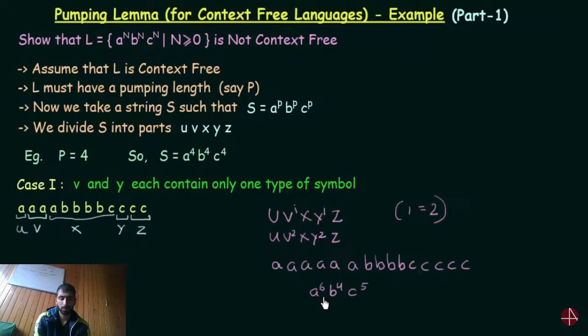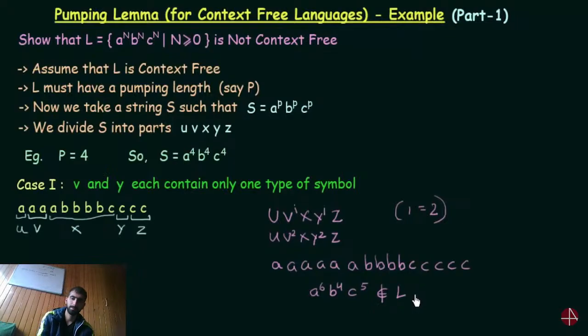The number of A's is not equal to the number of B's, and that is also not equal to the number of C's. The rule of our language said that the number of A's, B's, and C's should always be the same. But when I divided my string into U, V, X, Y, and Z, and raised V and Y to the power of 2, the resulting string does not belong to the language L, because it has different numbers of A's, B's, and C's. So this shows that condition number 1 cannot be satisfied.